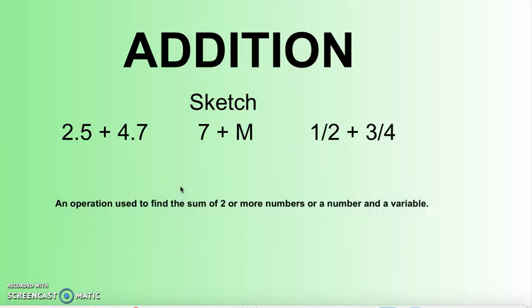Okay, so here's the definition I have. It's an operation used to find the sum of two or more numbers, or a number and a variable. So if you had anything close to that, please give yourself a star. And if you need additional work with this, then please circle it or highlight it.